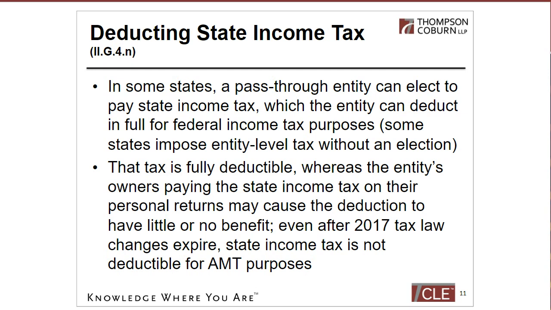In some states, a pass-through entity can elect to pay state income tax. Instead of having the owners being taxed, the entity pays that state income tax. The states did that to allow the tax to be fully deductible, because the rules are that a business that itself incurs income tax can deduct that income tax, but just the individual owners of a pass-through can't. So that tax is fully deductible.